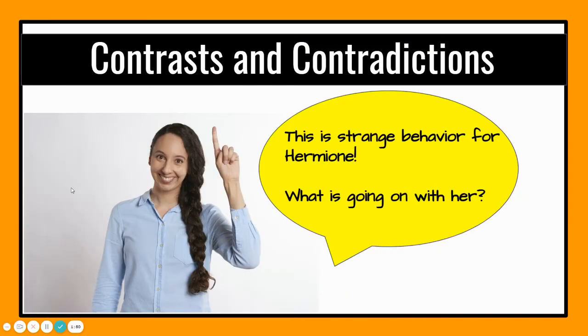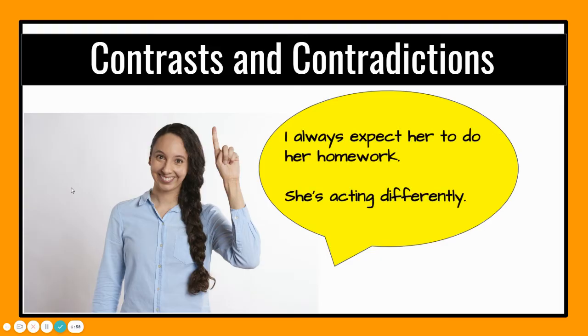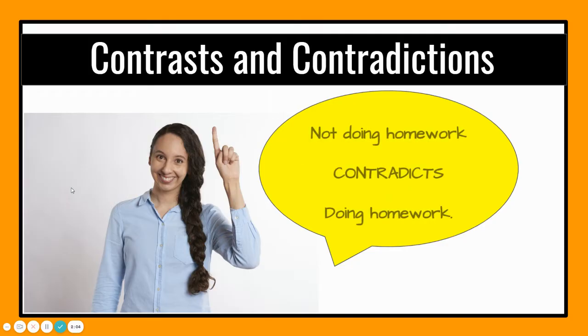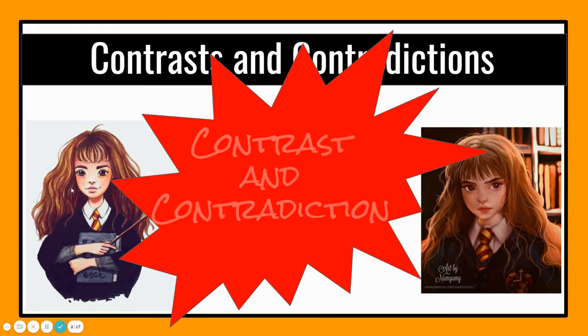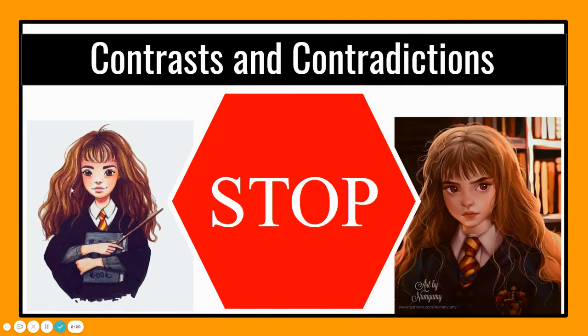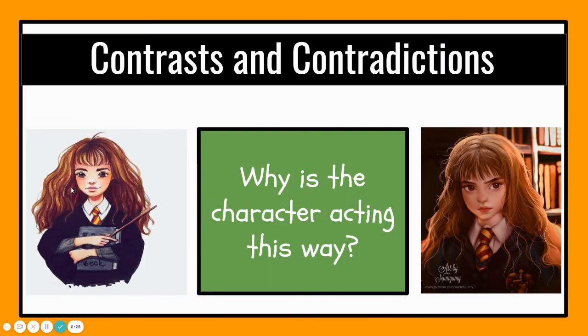If you wrote that it would be strange for Hermione to not have her homework done, you'd be right. Not doing her homework is just not part of Hermione's personality. That behavior change contradicts what we'd expect her to do. When authors show us something that doesn't fit with what we expect, or when they present us with a contrast and contradiction, then we have to pause and ask ourselves the anchor question. Why would the character act this way?